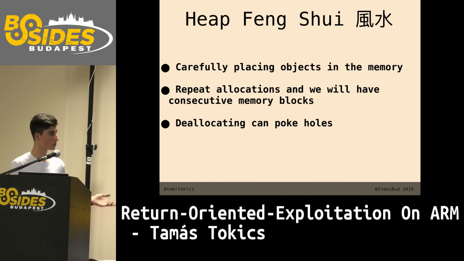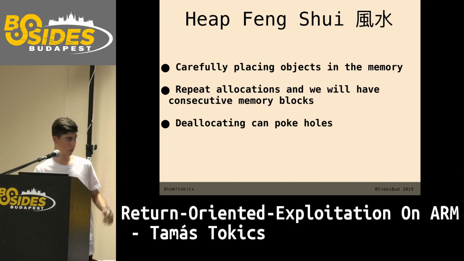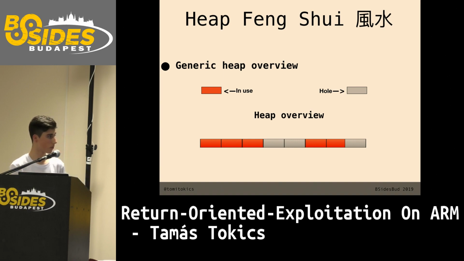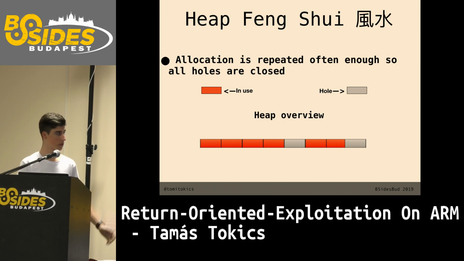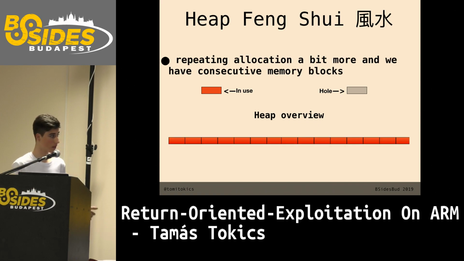In heap Feng Shui, you carefully place objects in memory by repeating allocations, and we will have consecutive memory blocks, and after that the deallocation can poke holes. So here's a general heap overview. You can see the orange is in use and the gray is a hole. We actually don't know what the heap looks like, so some of them are in use and some of them are holes. Now let's do the first step. Allocation is repeated often enough that all holes will be closed, so let's just do that. And allocating a bit more, we will have consecutive memory blocks.